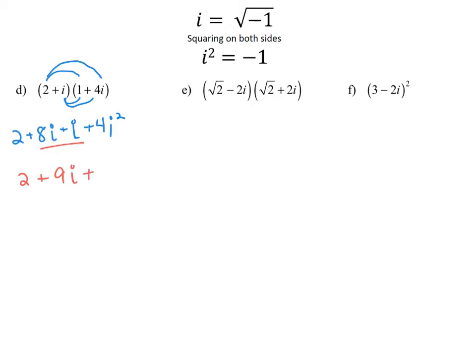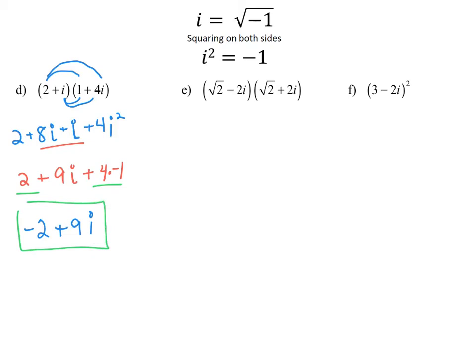And then remember, i squared is negative 1. So this is the same thing as 4 times negative 1. Now we can combine the real terms 2 plus negative 4 so that we end up with negative 2 plus 9i as our final answer in the a plus bi form.